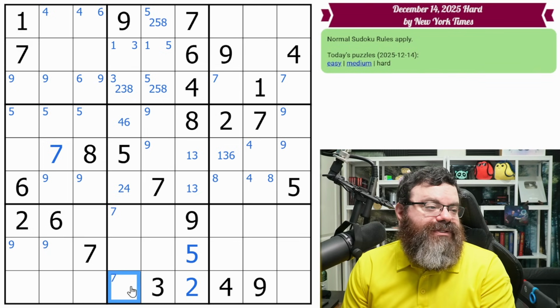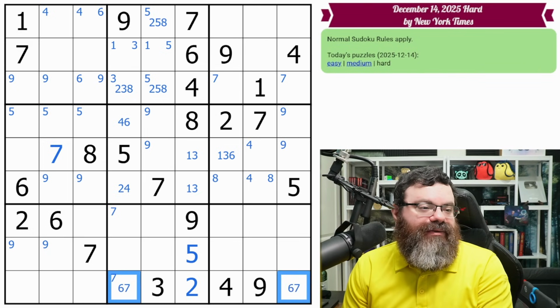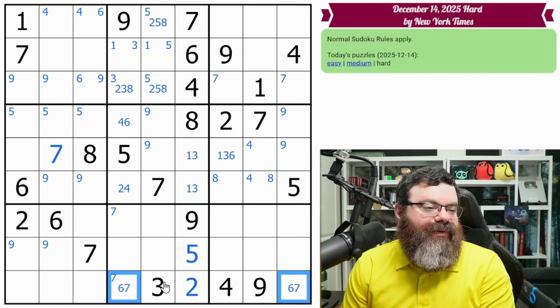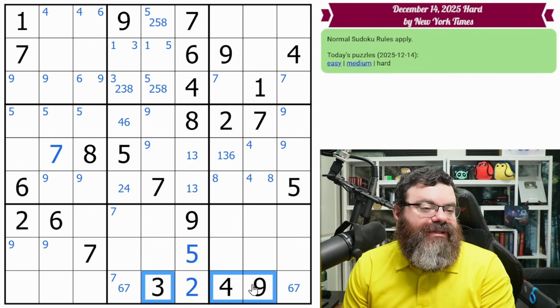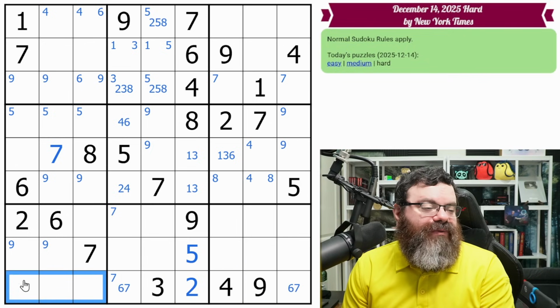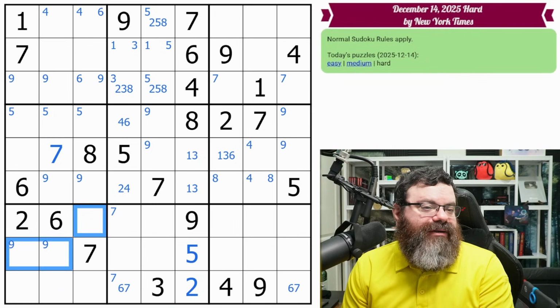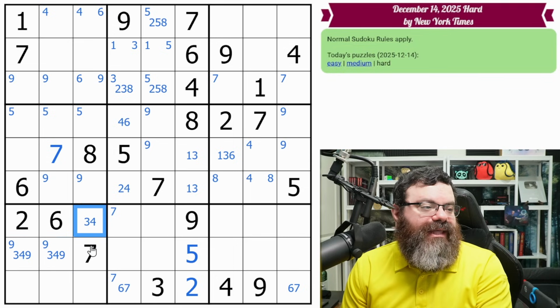All right, so that was the 2. We still need 6 and 7 placed. They go here. And so now we can think about the corollary, which is the 3, 4, and 9 looking in. Where do 3, 4, and 9 go in this box? Well, they can only go here. So this is where 3, 4, 9 go, and that can't be 9.